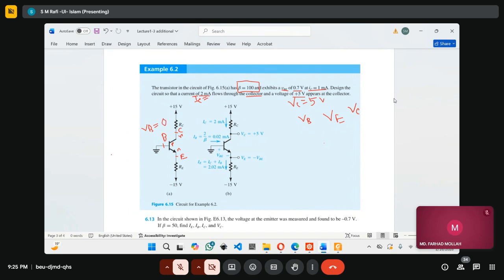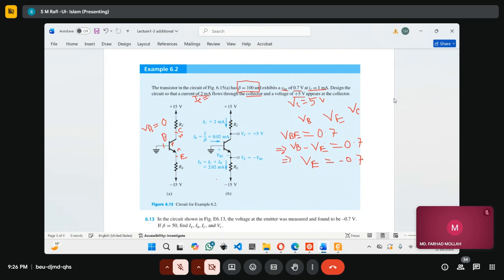I guess it is 0. So we know another thing, right? That VBE is equal to how much? 0.7. Thank you so much. So what is VBE actually? VB minus VE, because VBE means the voltage between the base and emitter, right? So VB minus VE equal to 0.7. Is it clear now? Yes, sir. So what is the VB value? 0, right? So what is VE? Minus 0.7. Thank you. So that is minus 0.7.